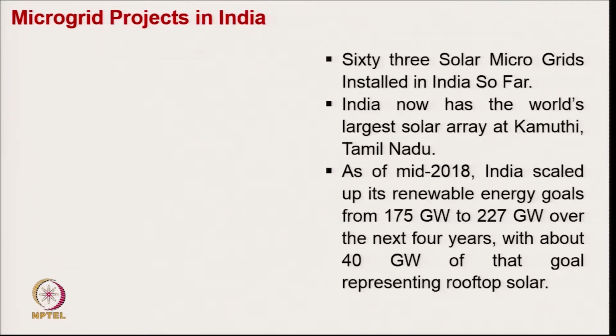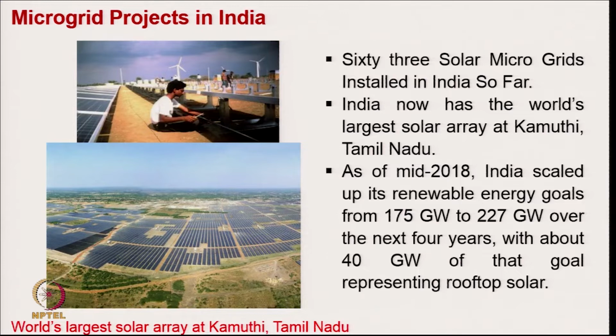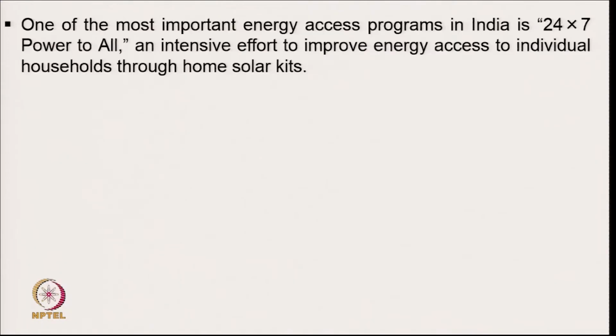Now, microgrid projects in India: there are 63 solar microgrids installed in India so far. India now has the world's largest solar array at Kamuthi, Tamil Nadu. In the middle of 2018, India scaled up its renewable energy goals from 175 gigawatts to 277 gigawatts over the next 4 years, with about 40 gigawatts of the goal representing rooftop solar. And this is a typical photo of the world's largest solar PV plant at Kamuthi, Tamil Nadu.